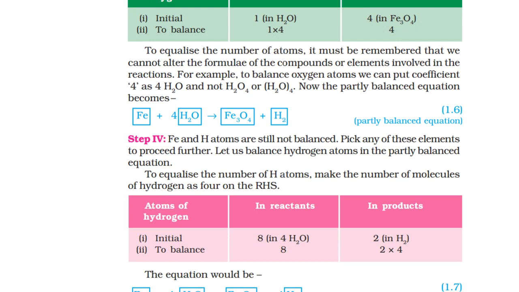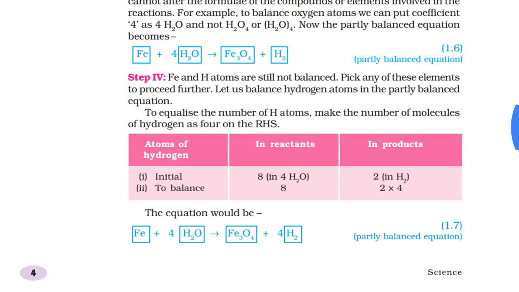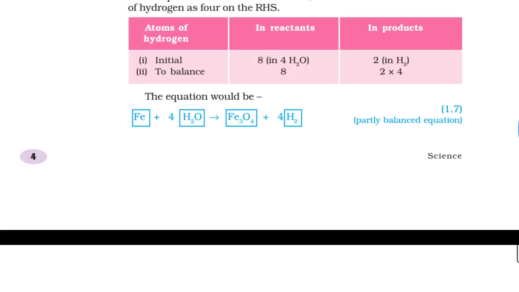Step 4. Fe and H atoms are still not balanced. Pick any of these elements to proceed further. Let us balance hydrogen atoms in the partly balanced equation. To equalize the number of H atoms, make the number of molecules of hydrogen 4 on the right hand side. Now the equation will be Fe plus 4H2O, arrow, Fe3O4 plus 4H2.